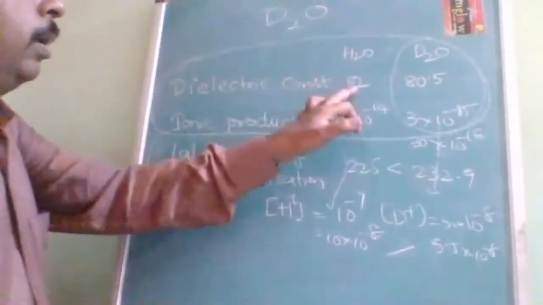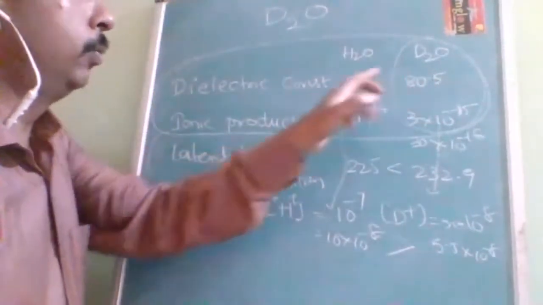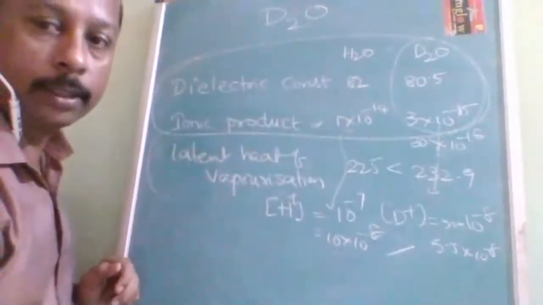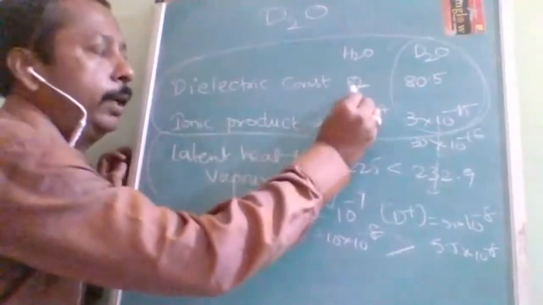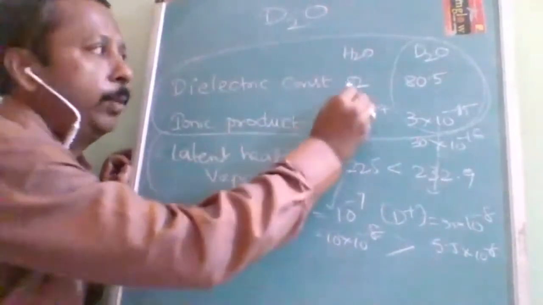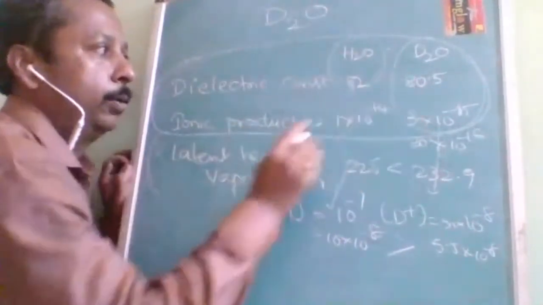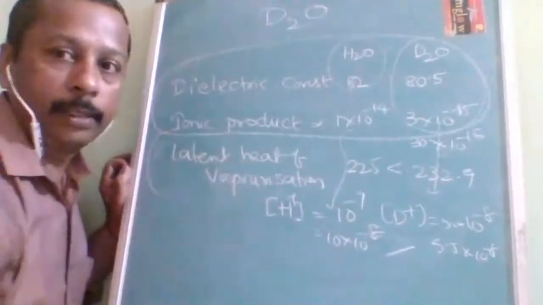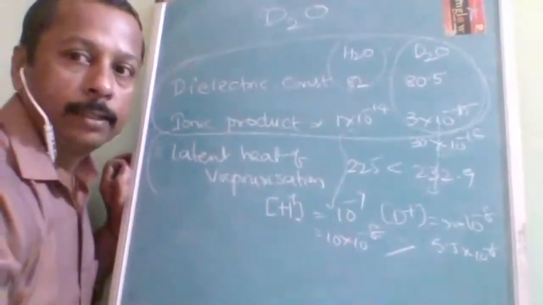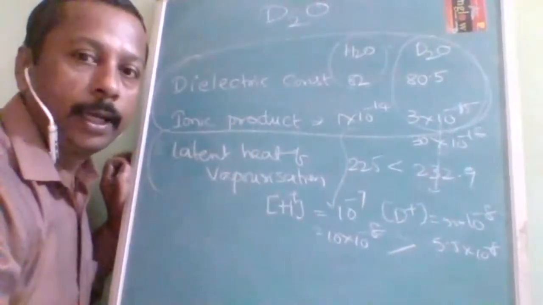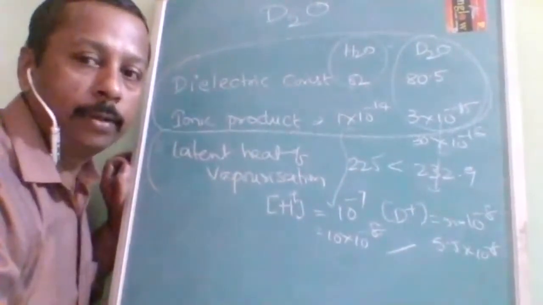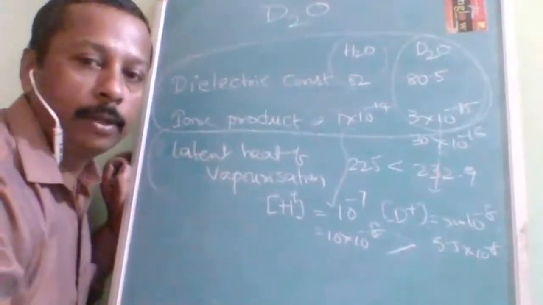Solubility in H2O is greater than in D2O because of its dielectric constant. Solubility of NaCl or any substance will be more in H2O than in D2O because of the dielectric constant. Okay. Solubility of a substance in a solvent depends upon the dielectric constant. Higher the dielectric constant, higher will be the solubility.